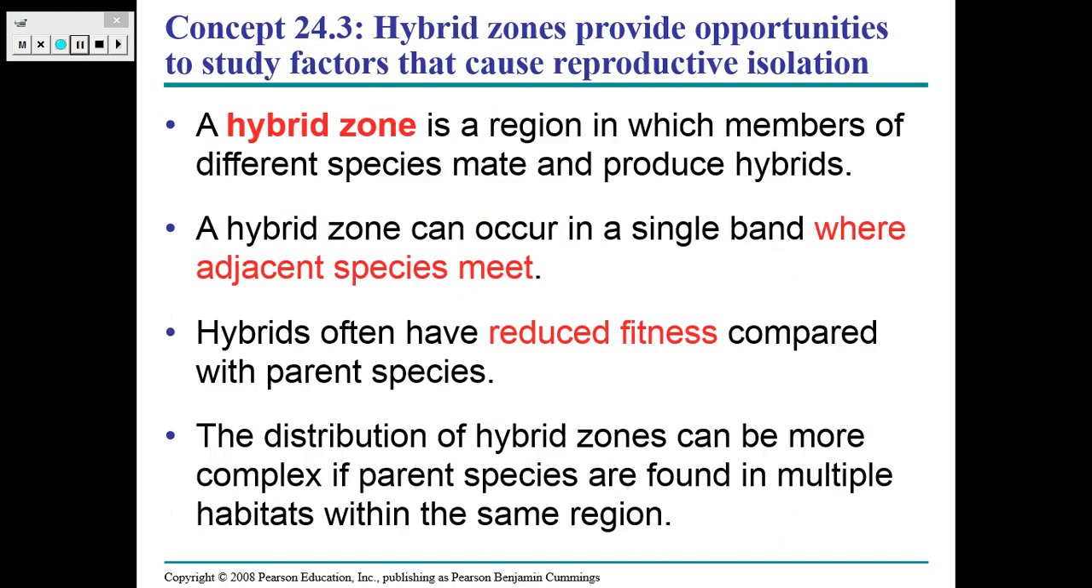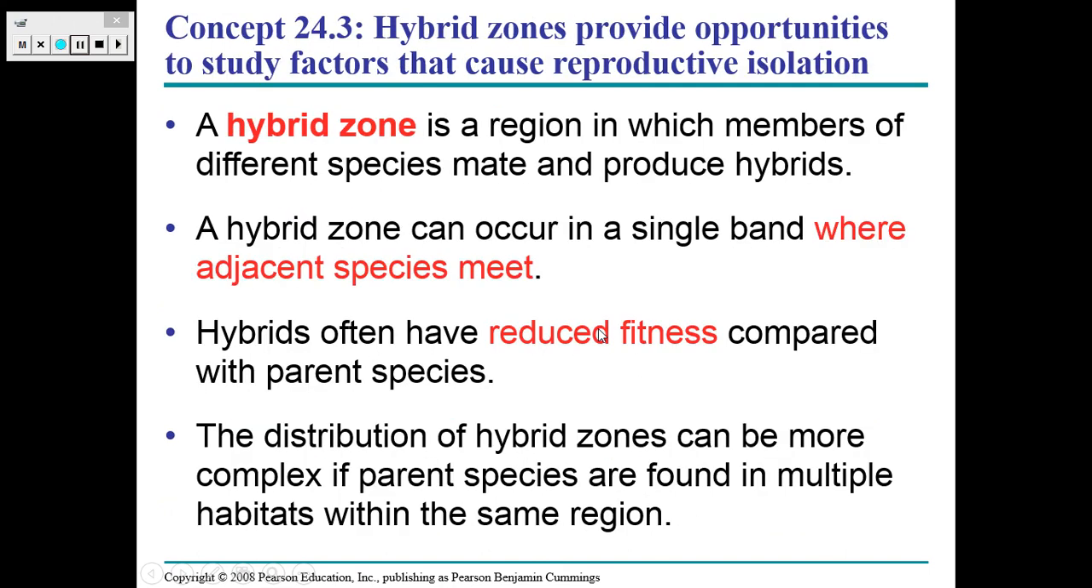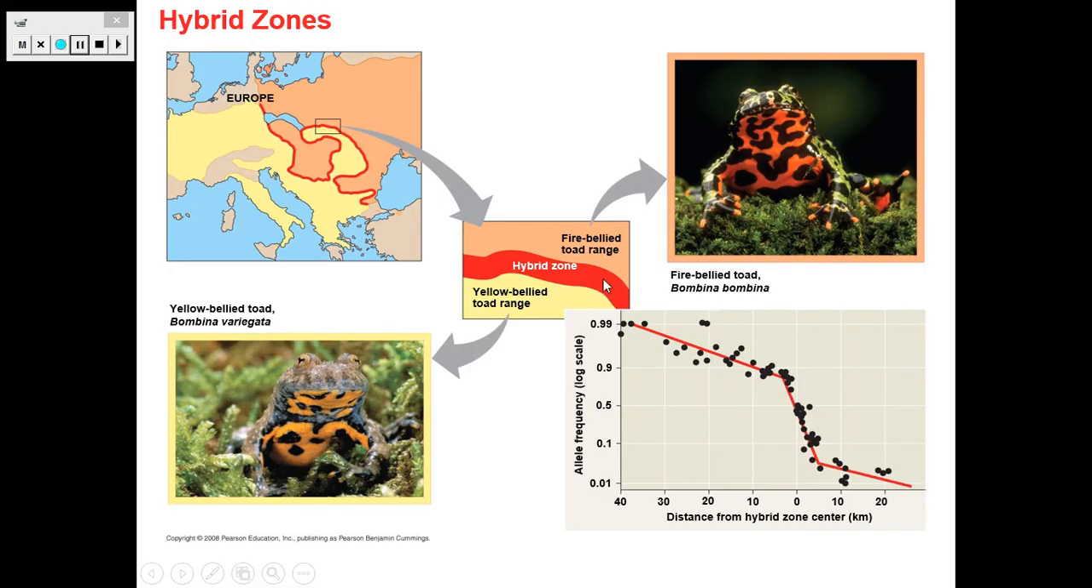But what happens when contact is restored? We said here if there is a separation between the populations, contact could be restored. Well, what would happen if it were to be restored? What happens if there is contact between them? You end up with something called a hybrid zone. And a hybrid zone is a region where the members of different species now mate and produce hybrids in that area. Okay, and so this is kind of a picture of that hybrid zone.